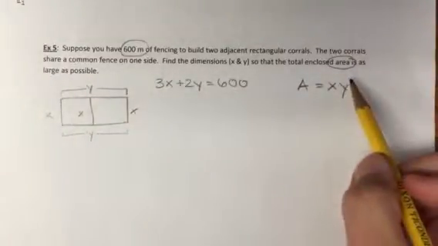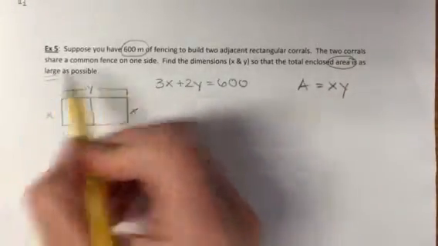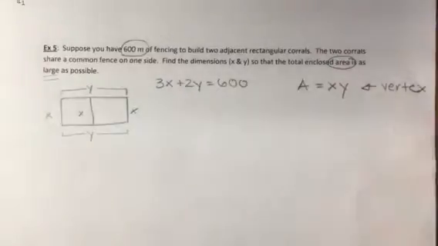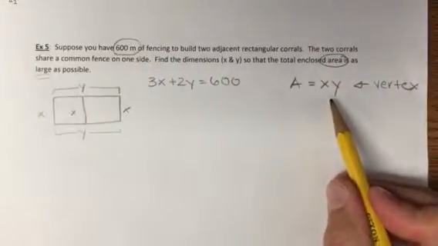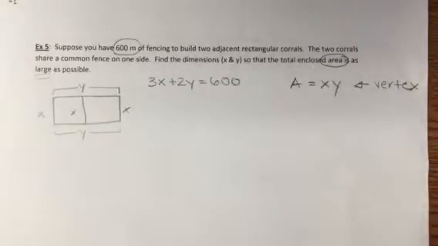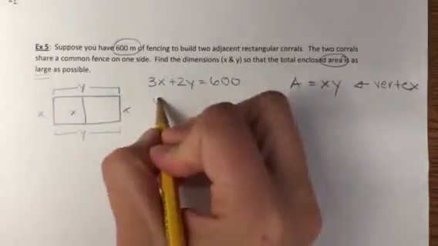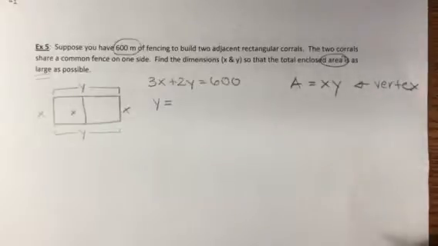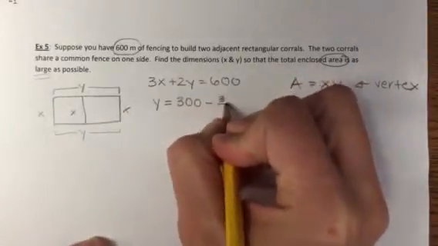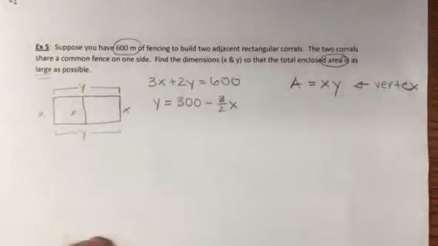So it's saying that the area has to be as large as possible. So this means I'm going to find my vertex to this. The only problem I have is that this is in terms of x and y. So I need to solve for one of the variables here. I'm going to go ahead and solve for y here, which I would pause the video and solve that. And you're going to get 300 minus 3 halves x.